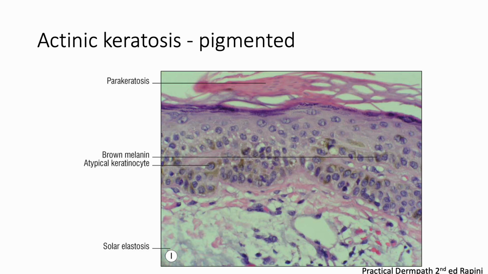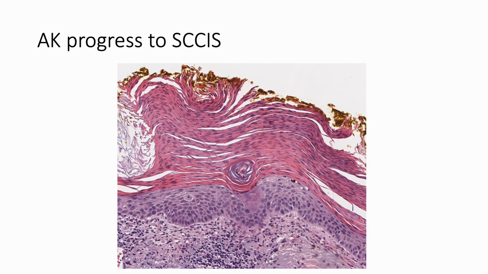One unique feature is the brown melanin inside of the atypical keratinocytes in the basal layer or slightly above, but there is no proliferation of melanocytic neoplasms, so we give the diagnosis of pigmented actinic keratosis. When the long-lasting actinic keratosis progressed, when the atypia involved the full thickness of the epidermis, then we have a diagnosis of squamous cell carcinoma in situ.